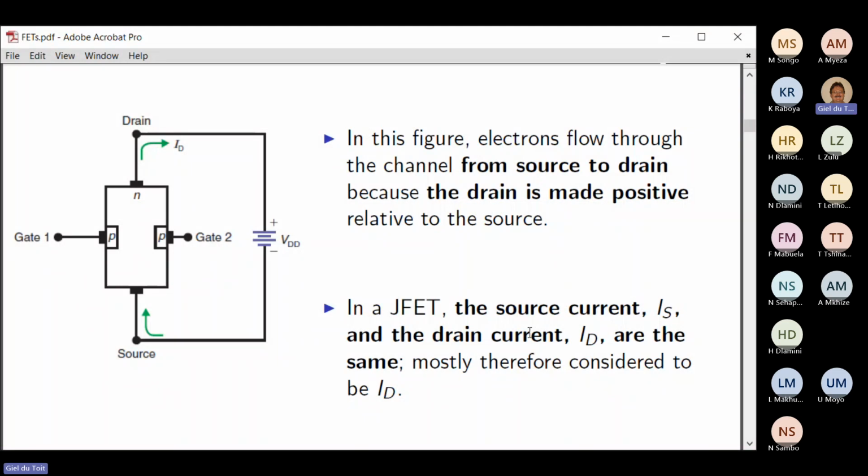Now in a JFET, the source current and the drain current are the same. It's not like normal transistors, where the emitter current is the base current plus the collector current. No, not in this case. In this case, the source current is always equal to the drain current. And the reason is that there's no current flowing in the gate.